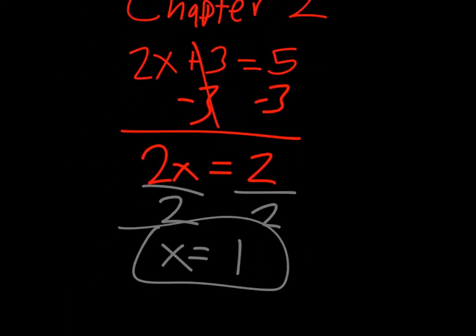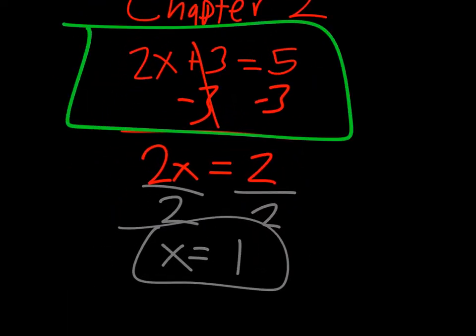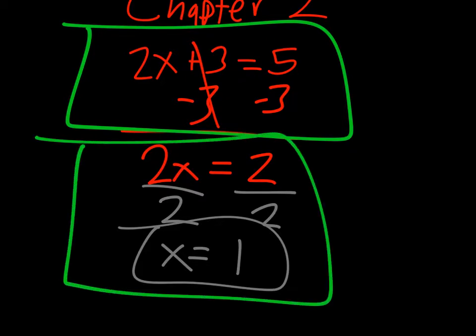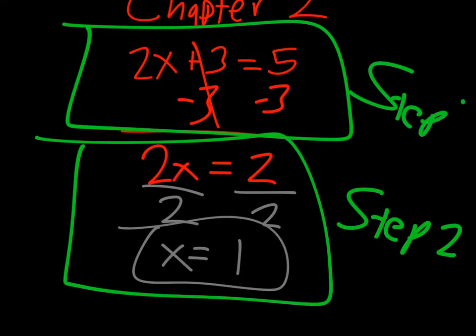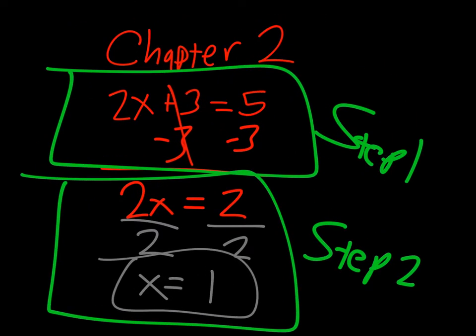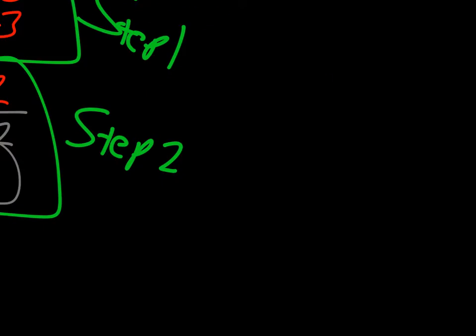So let's see. Step 1 and step 2. All right, so you see step 1, you see step 2. First step was we subtracted. Second step is we divided. In other cases, you might add first and then divide, or you might add first and then multiply, or whatever you have. But like I said, I'll go over it with you, and you shouldn't have anything to worry about.